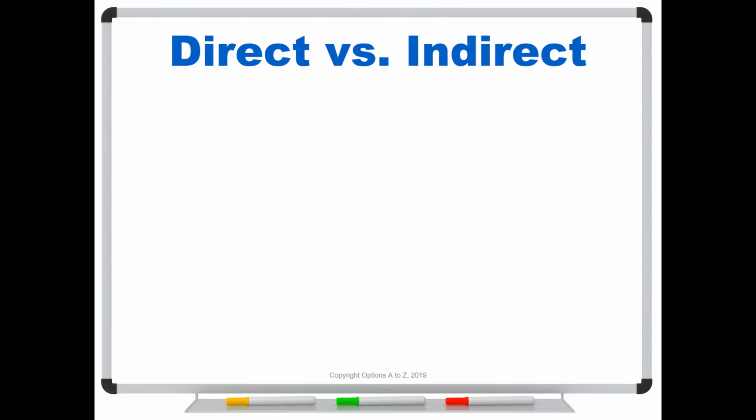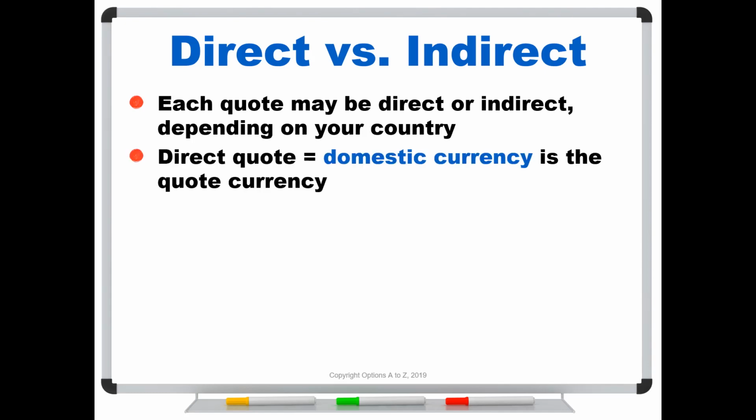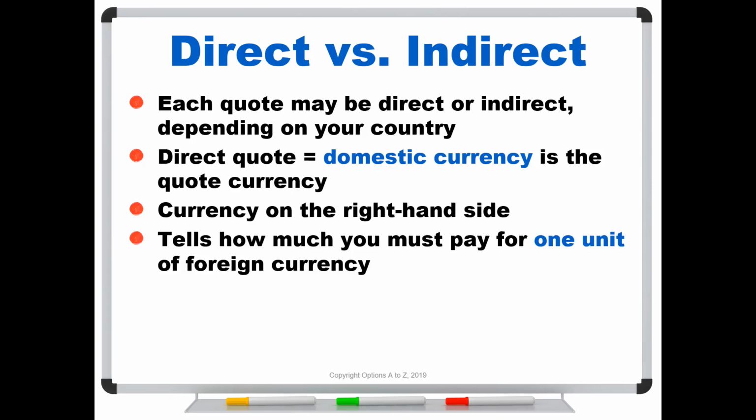There's a couple other terms that you need to understand, which is direct versus indirect. These are important also because sometimes your broker's platform might say, how do you want these displayed, as direct or indirect quotes? So what does this mean? Well, first of all, understand that each quote may be direct or indirect depending on your country. It really just depends on your perspective. With a direct quote, the domestic currency, your currency, is the quote currency. It is the currency on the right-hand side. And again, it tells how much you must pay for 1 unit of the foreign currency.